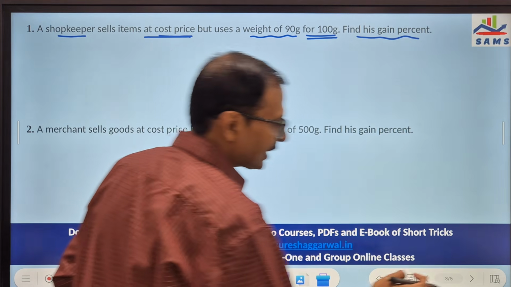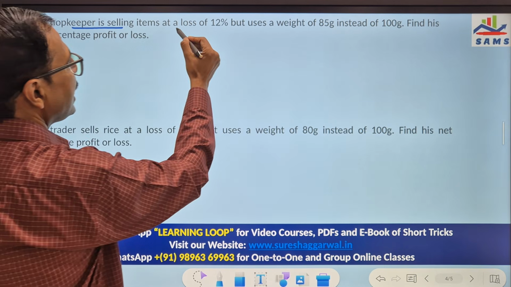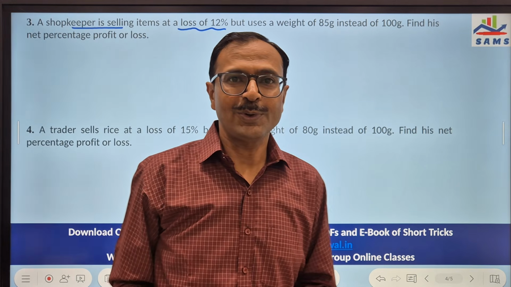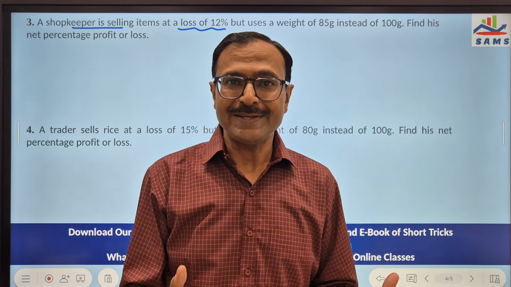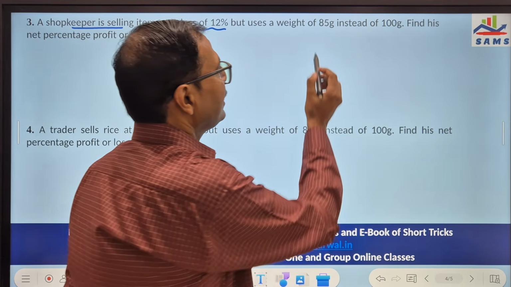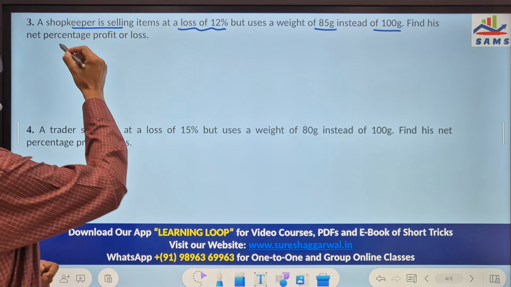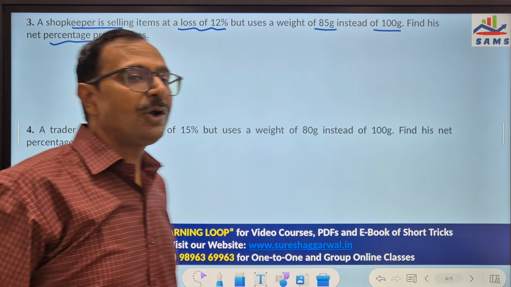Likewise, there can be another question where the shopkeeper is selling items at an initial loss, so even less than the cost price. So loss, but again he is using a faulty weight, 85 grams instead of 100 grams. And then we need to find his net percentage profit or loss.